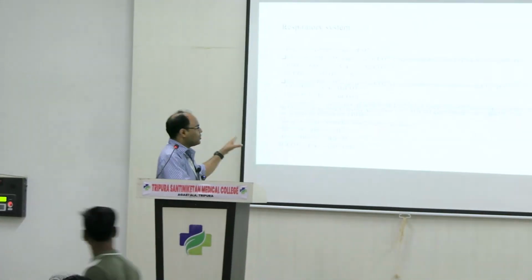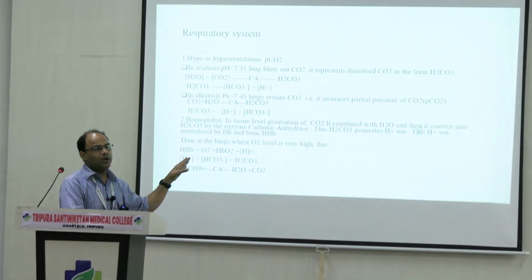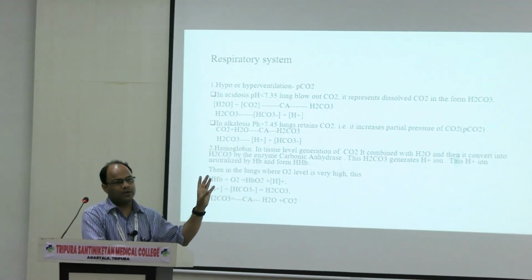When there is acidosis, the lungs try to blow out more carbon dioxide. When there is alkalosis, the lungs want to retain carbon dioxide. Next is hemoglobin. Hemoglobin works in peripheral tissue where carbon dioxide is generated.